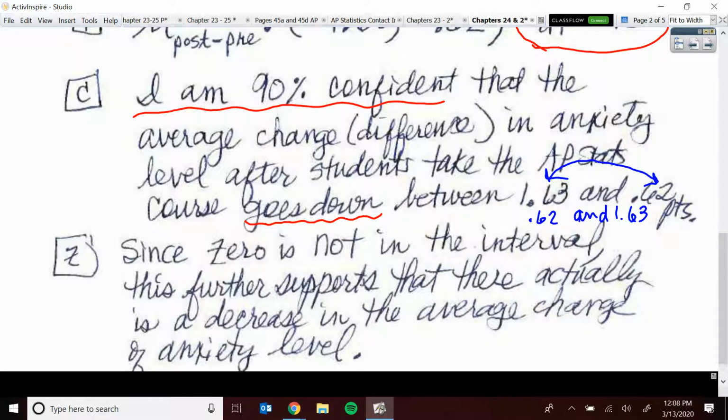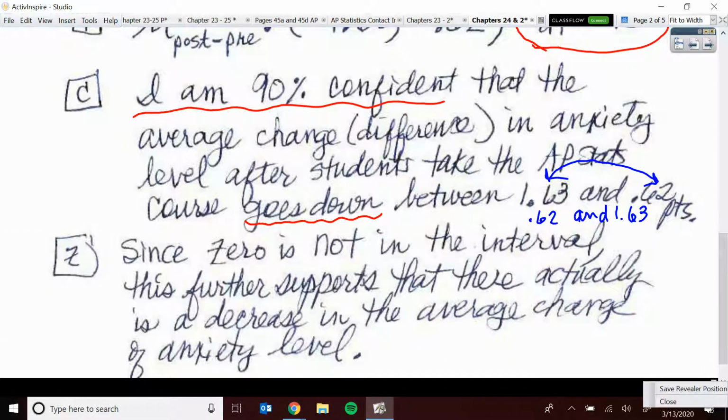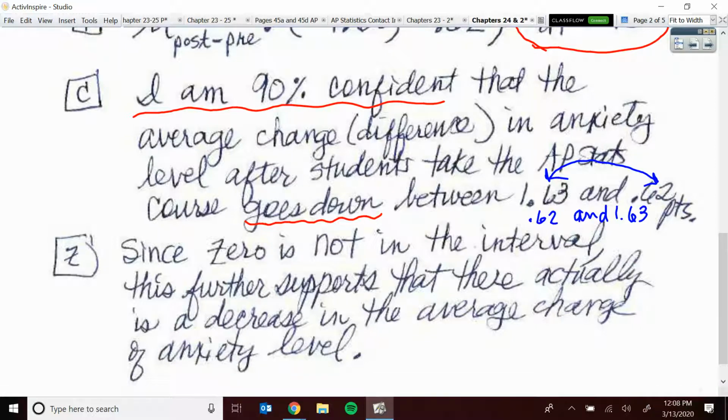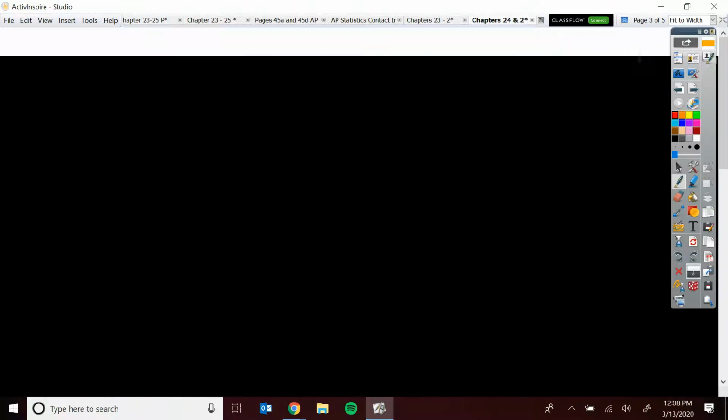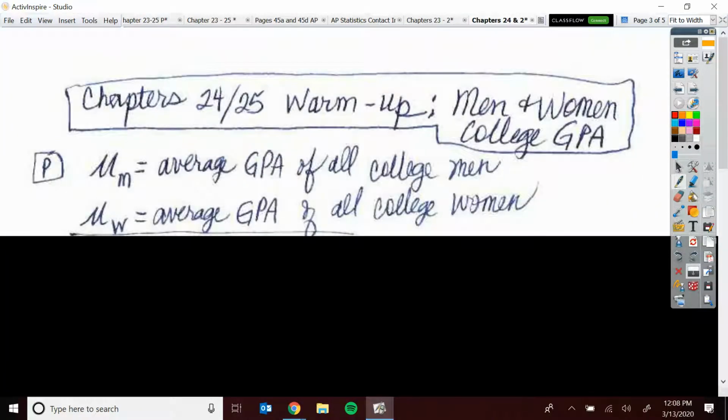And remember that intervals include the zero statement. So since 0 is not in the interval, this does further support that there actually is a decrease in the average change, or in the anxiety level. No, that's not right. There is a decrease in the average anxiety level. All right. Now, the second problem was about men's college GPA and women's college GPA and those averages.